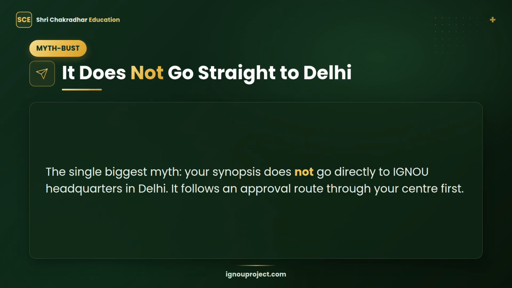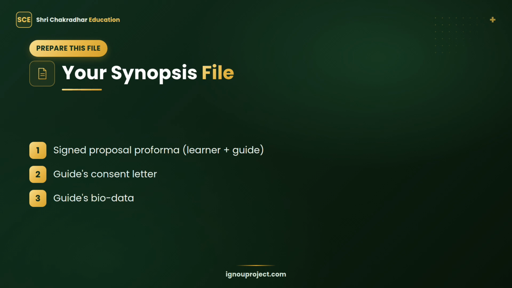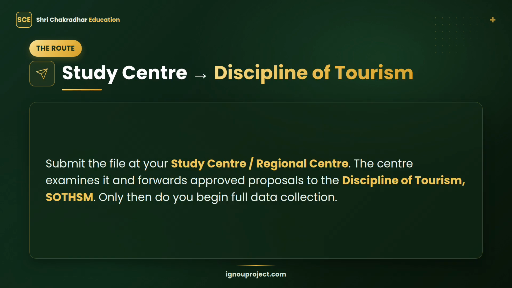Now the part almost every website gets wrong, where the synopsis actually goes. Your synopsis does not go straight to IGNOU headquarters in Delhi. Instead, you prepare a file with the signed proposal pro forma, your guide's consent letter, and your guide's biodata. You submit that file at your study center or regional center. The center examines it and then forwards approved proposals to the discipline of tourism at SOTHSM. Only after this approval do you begin full data collection.